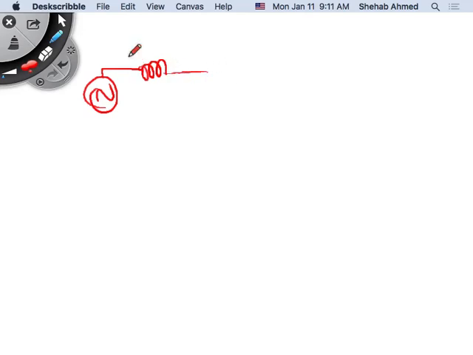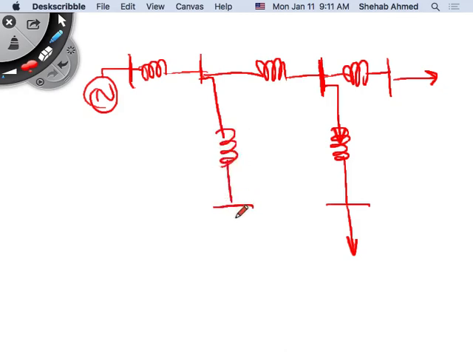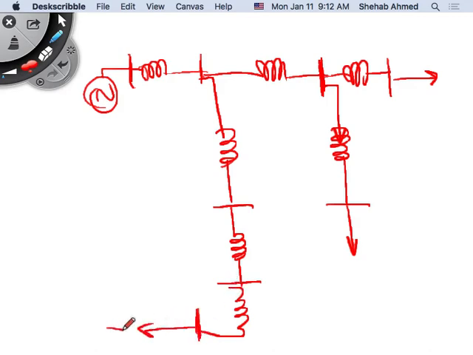Generator, transformer, transmission line, another transformer, a load. I took a tap, I took a voltage, I connected to this node. I have a transformer, I have another load, I have another transformer here, another transformer here, another transformer here. So what? And then I connect, and this is a load as well. So this is, let's say, a resistive load, a resistive load, a resistive load, right?